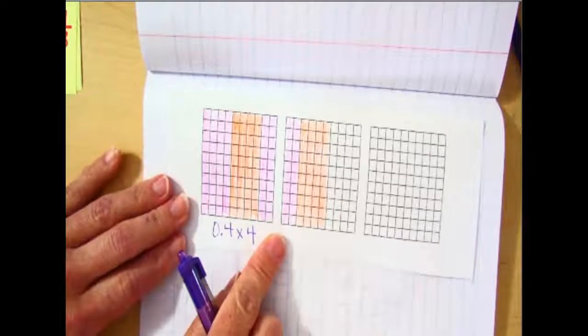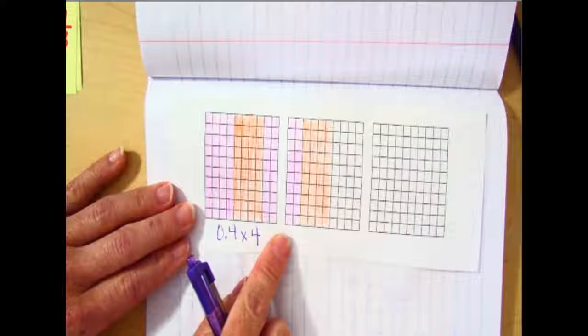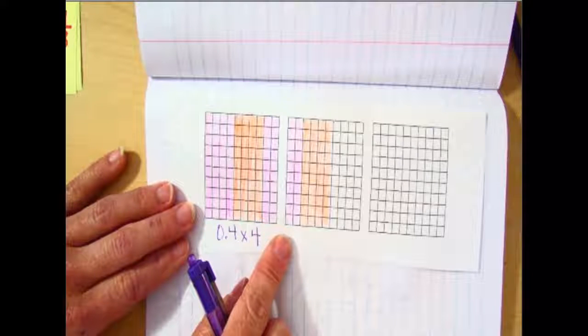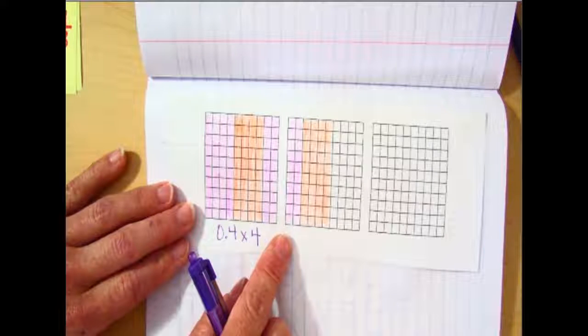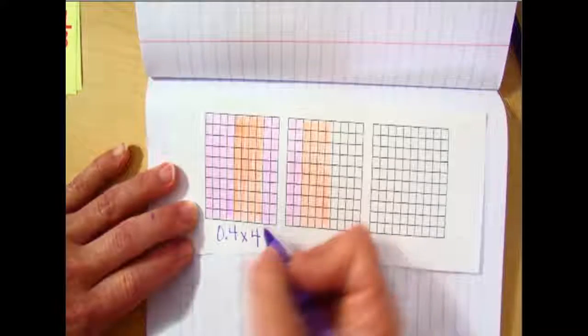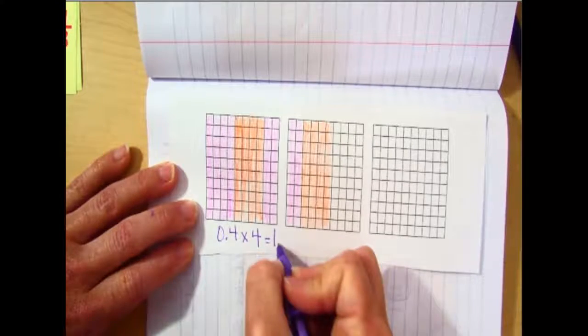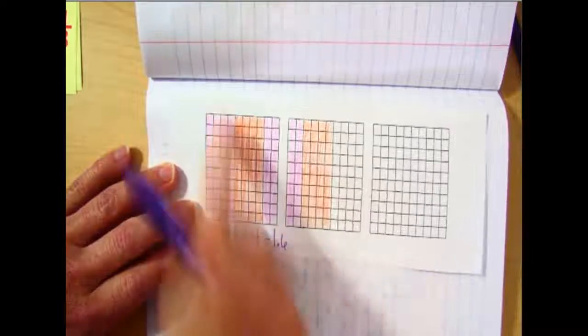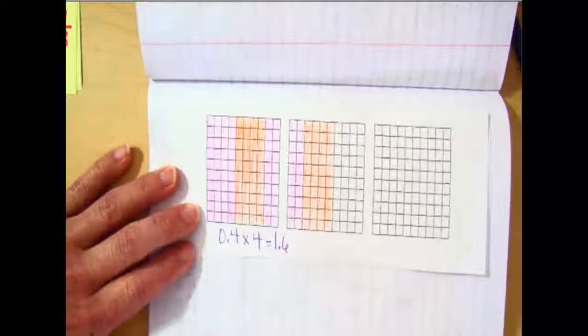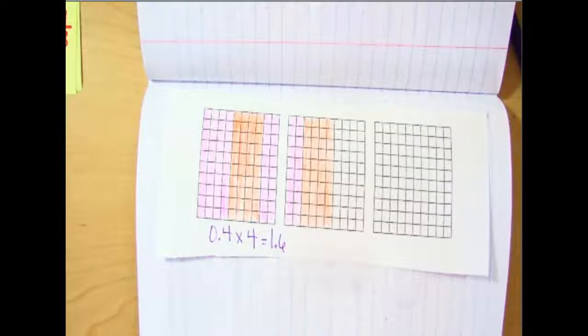After I get done, how many tenths did I shade in? Good. 16 tenths. How do I write 16 tenths? Ezra? 1 and 6 tenths. So my answer to this one is 1 and 6 tenths because I've shaded in 16 tenths. Are you getting this, friends?